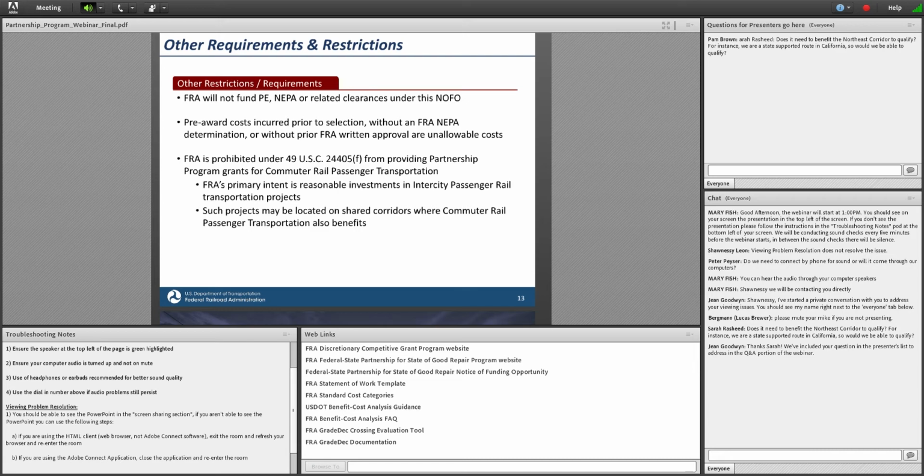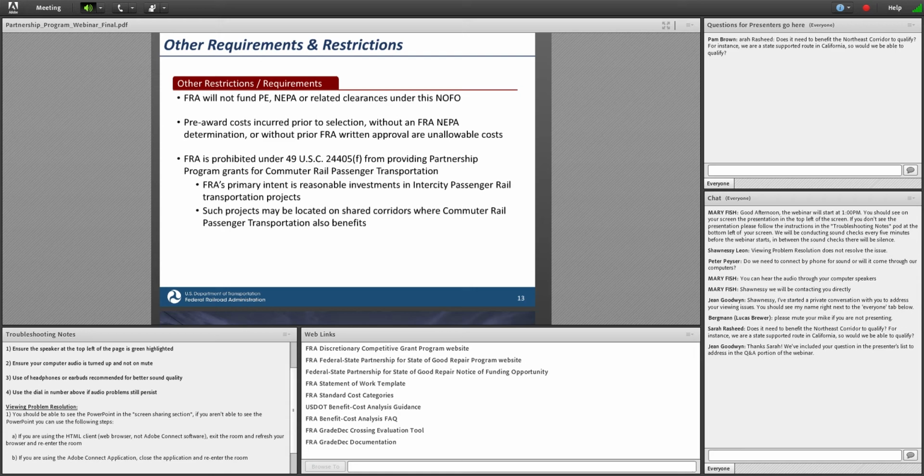And we also are prohibited under the legal provision there from providing partnership program grants for commuter rail passenger transportation. And I want to mention that what that means is we cannot fund sole benefit commuter or, for that matter, freight rail projects under this program.